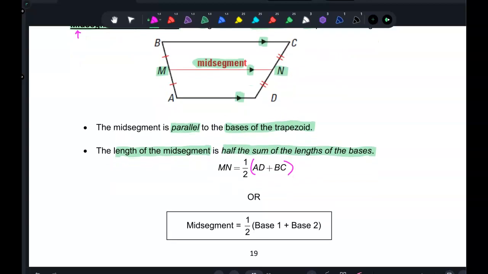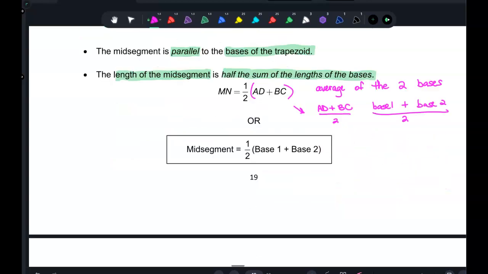Another way to think of this is as the average of the two bases. So if you think about taking two things and averaging them, you add them and you divide by 2. Dividing by 2 and multiplying by a half are the same thing. So if you prefer to think, I'm going to add the two bases and divide by 2, so base 1 plus base 2 divided by 2, usually students prefer that instead of multiplying by a half.